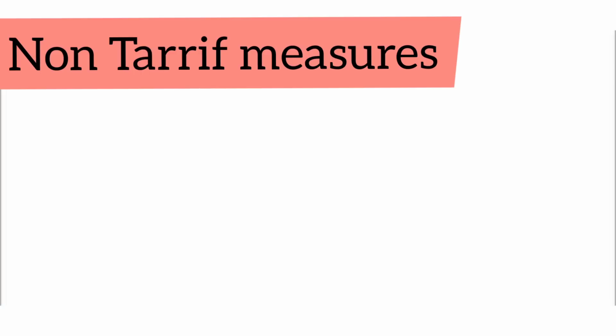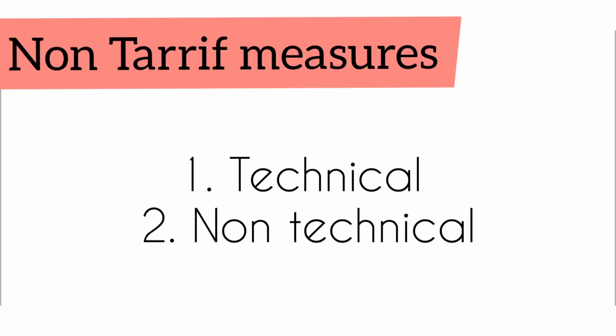Now let's see the non-tariff measures. So what are non-tariff measures? Non-tariff measures are, generally, types of policies which the government will have, due to which there can be an effect on international trade. When we read the different types of non-tariff measures, you'll understand. Non-tariff measures can be divided into two parts: one is technical measures and the other is non-technical measures. First, let's start with technical measures.